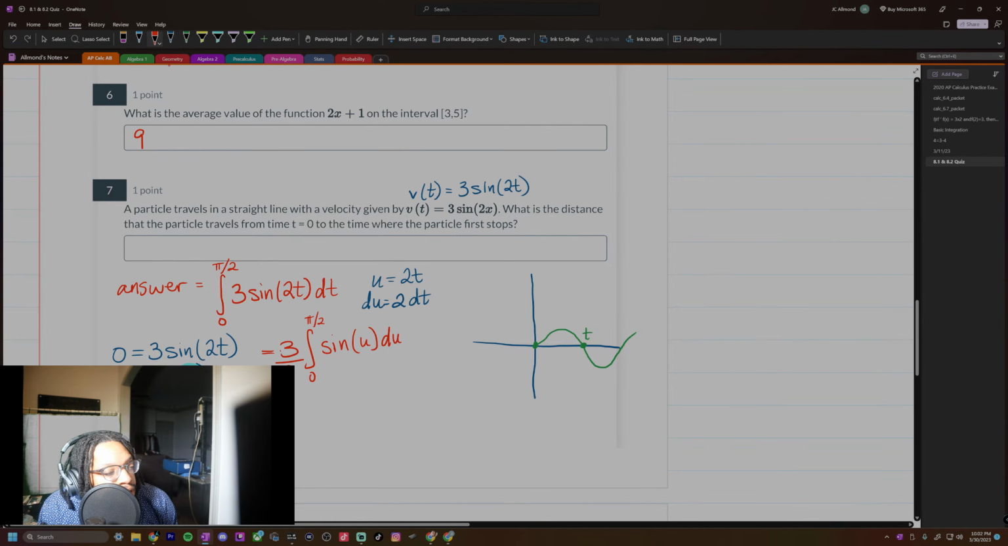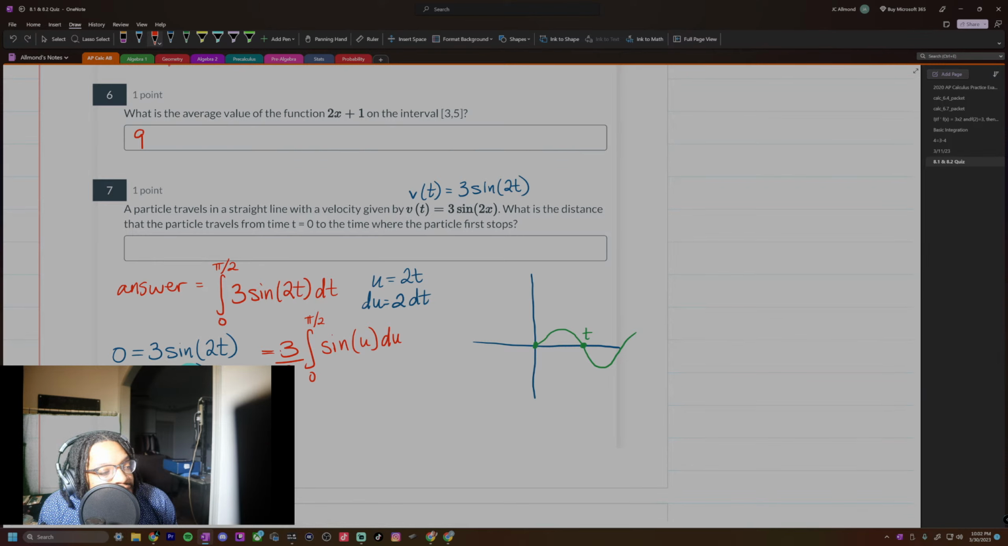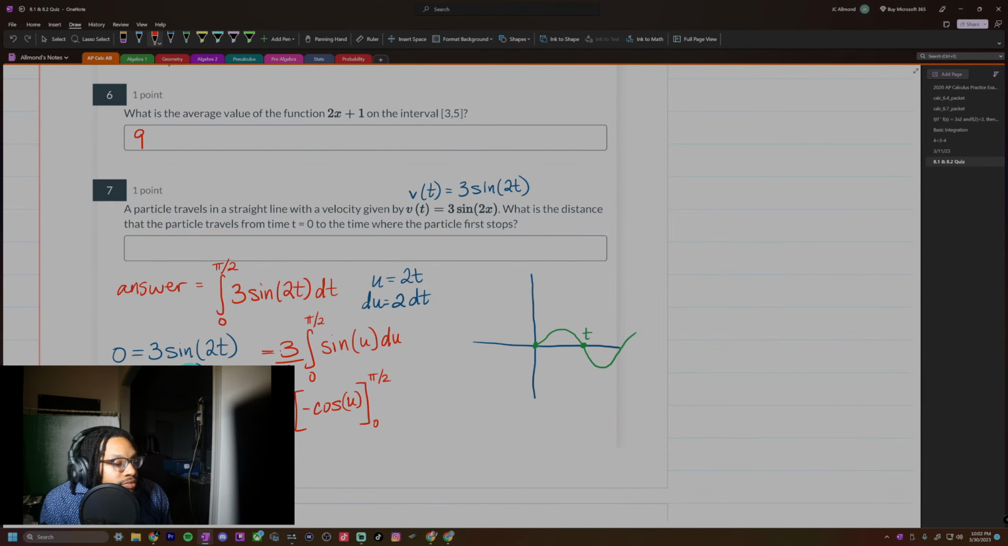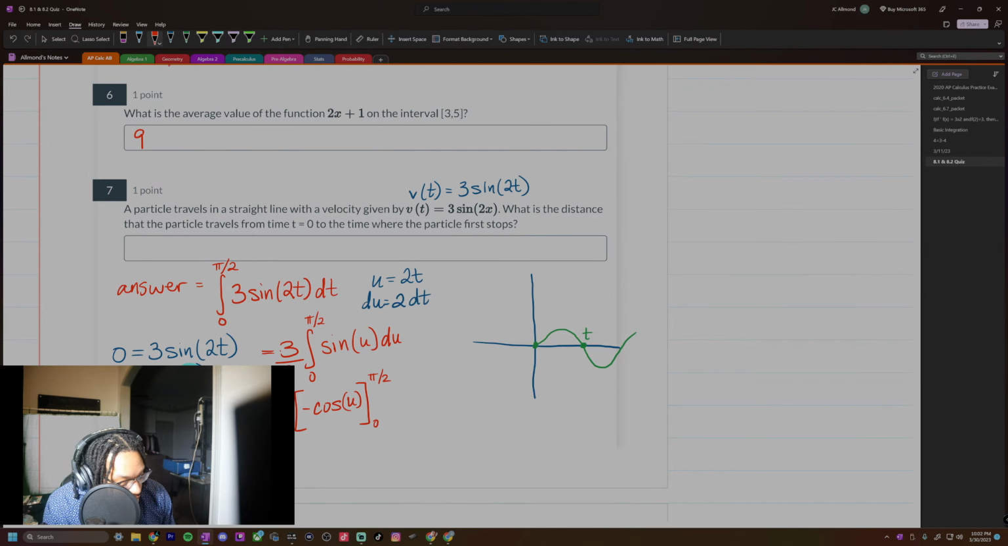So now what I'm really integrating is sine of u, which is negative cosine of u from 0 to pi over 2. The derivative of negative cosine is sine.